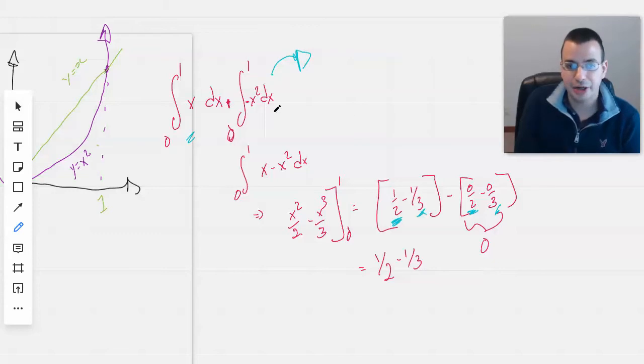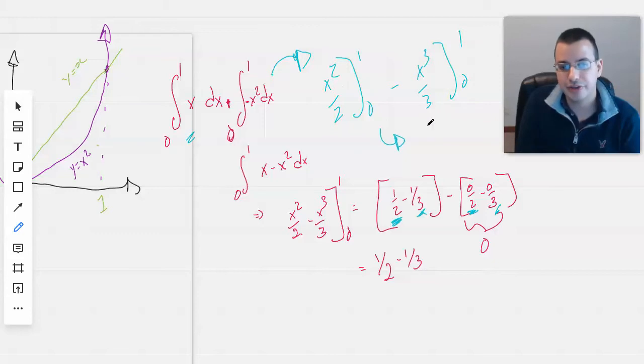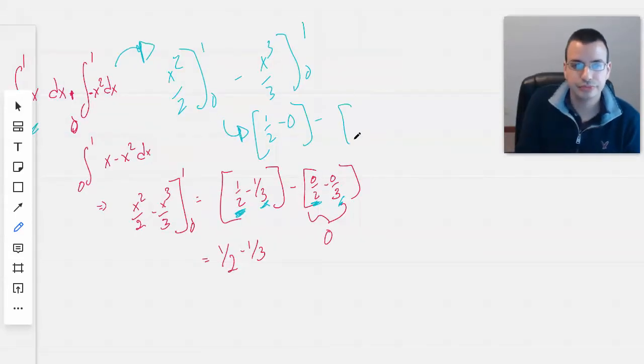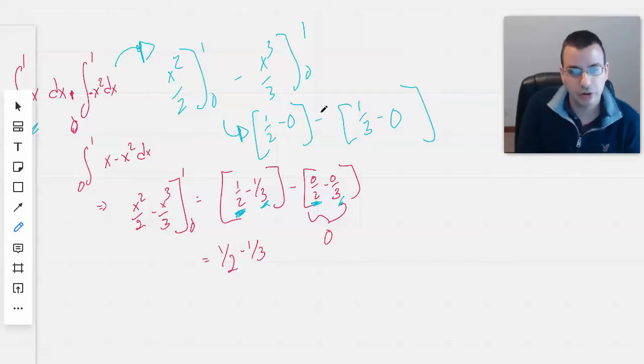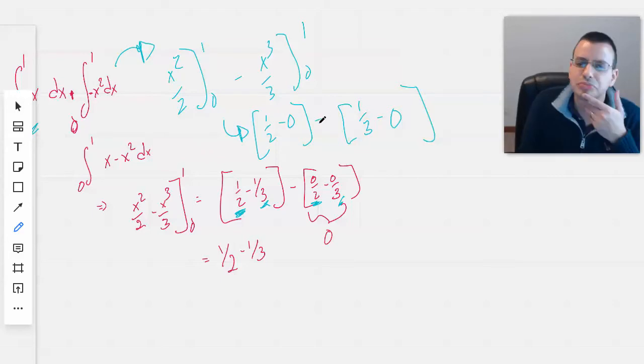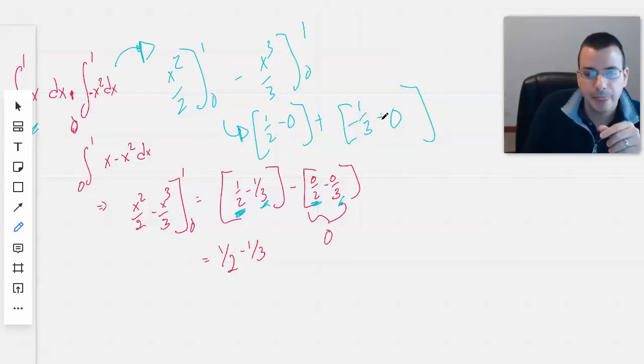So if we had done them both individually, we would have had x squared over 2 from 0 to 1 minus x cubed over 3 from 0 to 1. And this would have given us 1/2 minus 0, where we plug in 1 and 0, minus 1/3 minus 0, where we plug in 1, plug in 0. We'll distribute the negative sign.